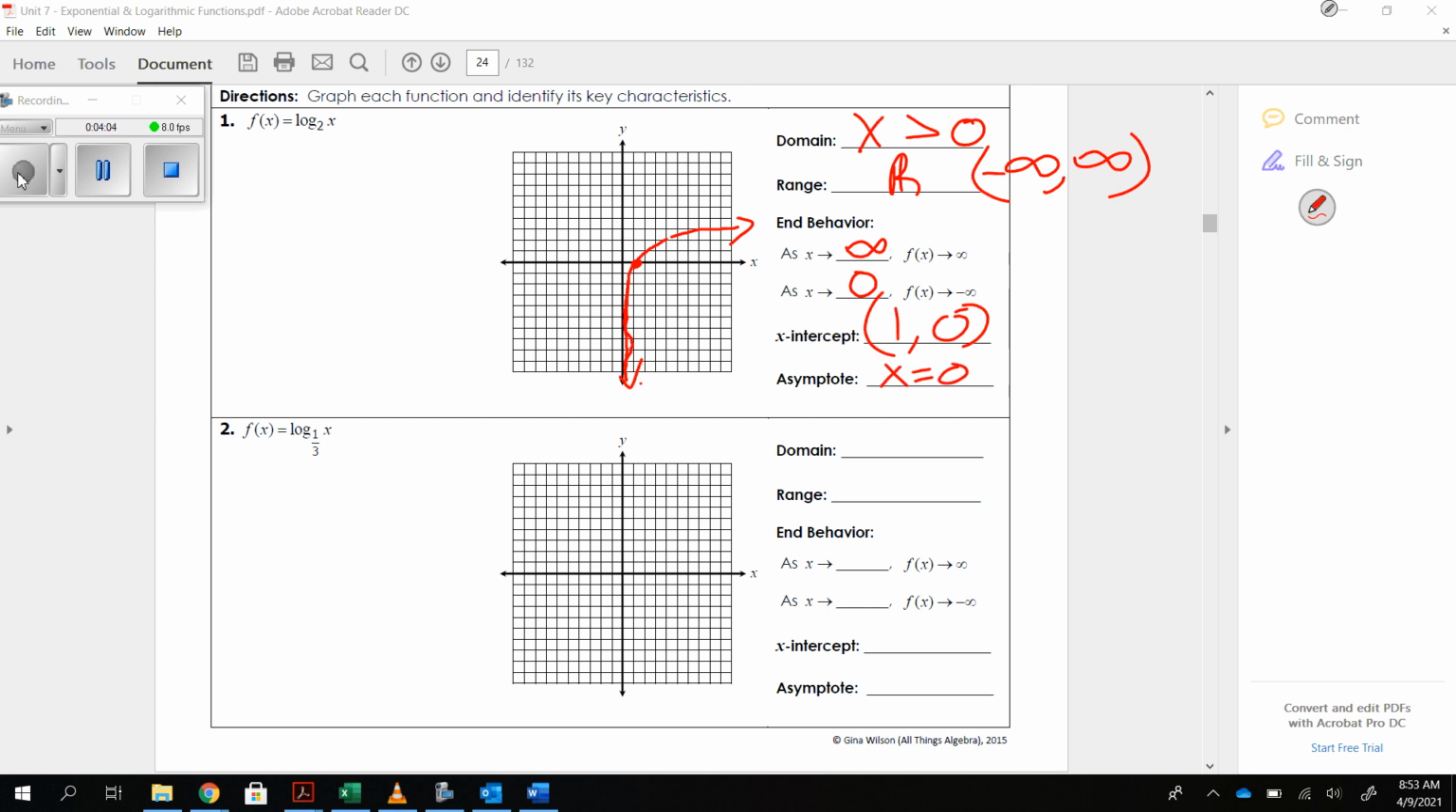You know me, I don't like to take up too much of your time. I think us doing 1 is enough. On number 2, you just do the same thing. Put it in the calculator, log base 1/3 of x, and then you hit enter. And then from there, you just need to be able to know what you're looking for. Finish the rest of this, turn it in.